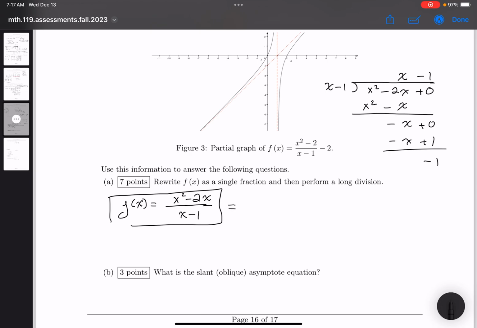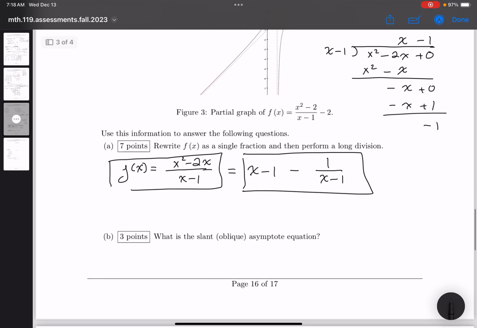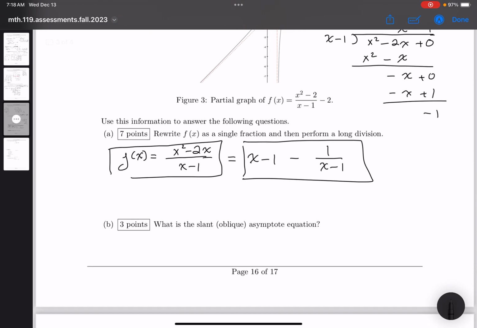So I'm ready to write this down after doing the long division as x minus 1. And it's going to be plus the remainder. Well, the remainder is minus 1, so I'm going to say minus 1 over x minus 1. And we're done with this. They've asked for both. We've done both. We've done the long division, and we've done the single rational expression. What's the slant asymptote? Well, the slant asymptote is going to be y equals x minus 1. We're pulling that right from the above answer.